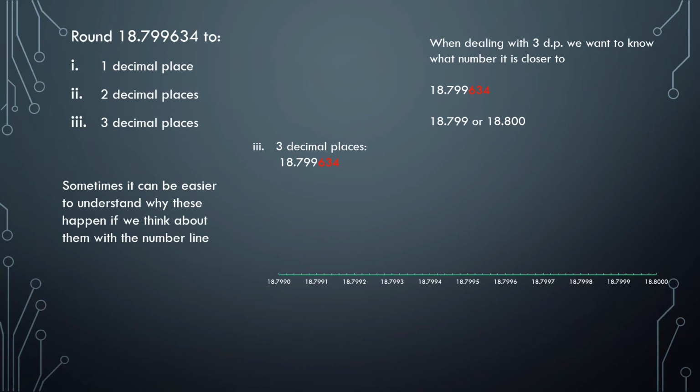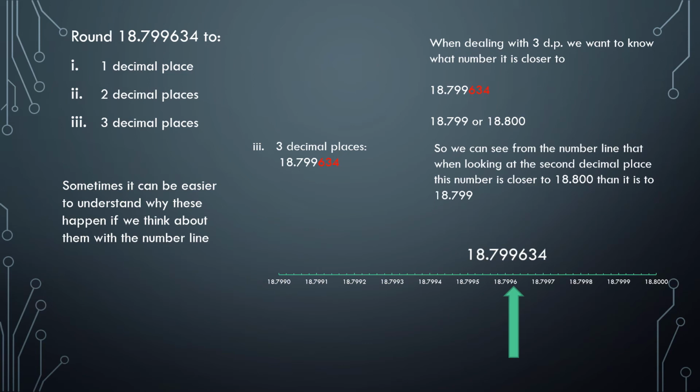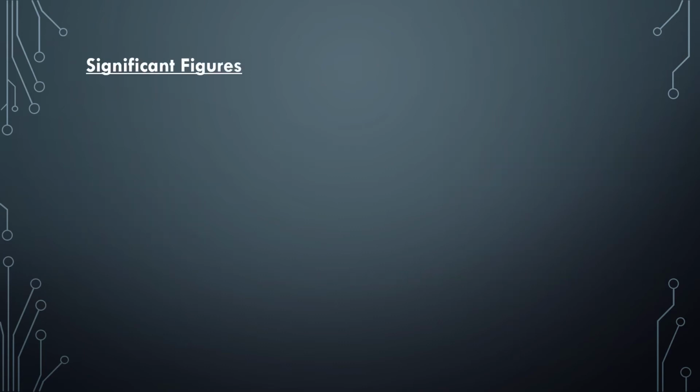So 18.7990 all the way up to 18.8000, and I want to see where this number comes. Well, if we place it on our number line, it comes in there. And whilst that one is still a little bit closer to the middle than all the other ones have been, it is still closer to 18.800 than it is to 18.799. Okay, so there's number line work just to help us.